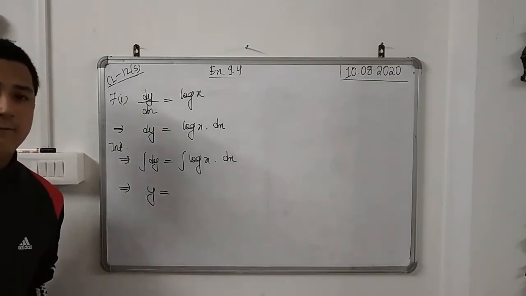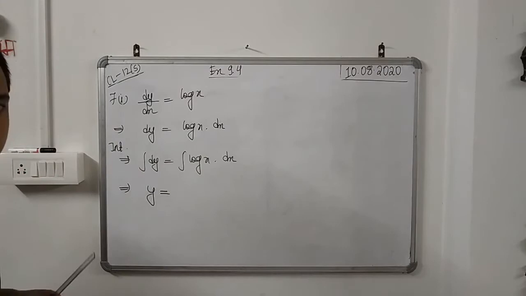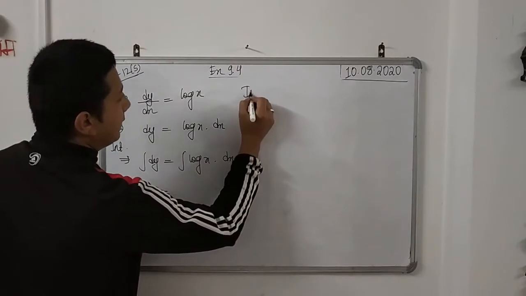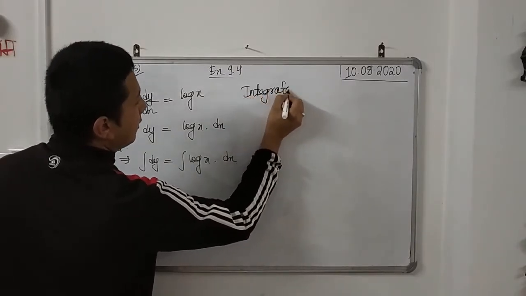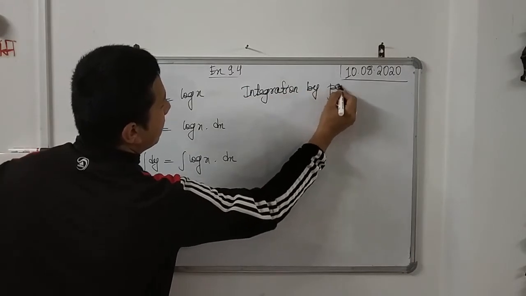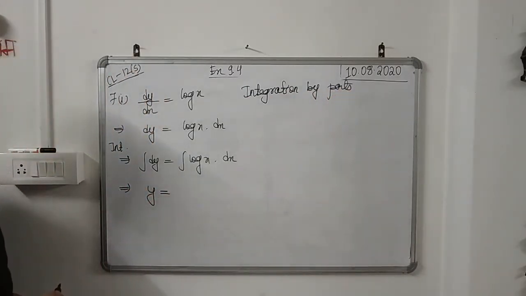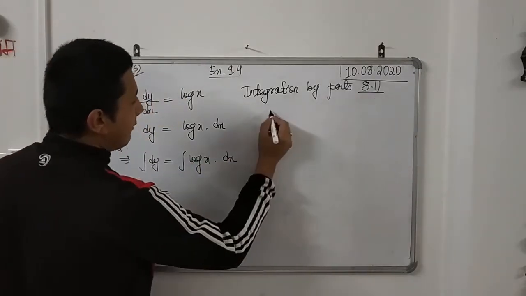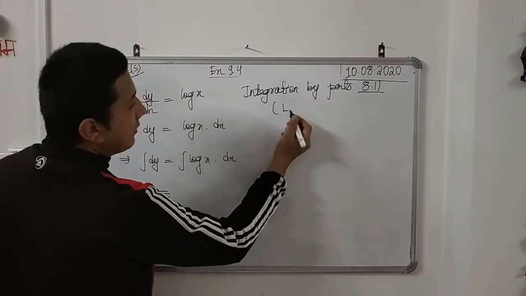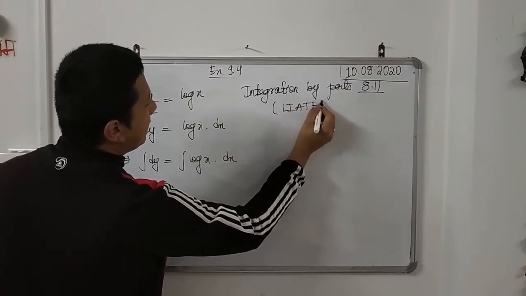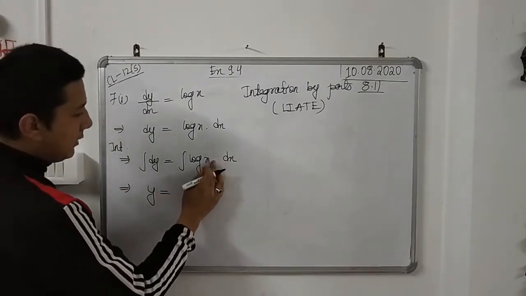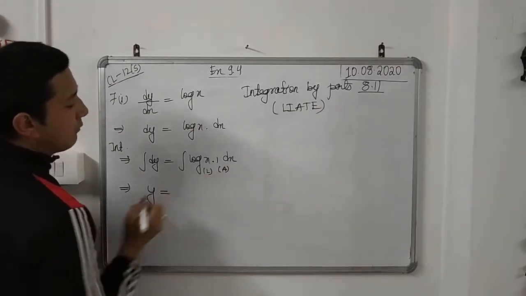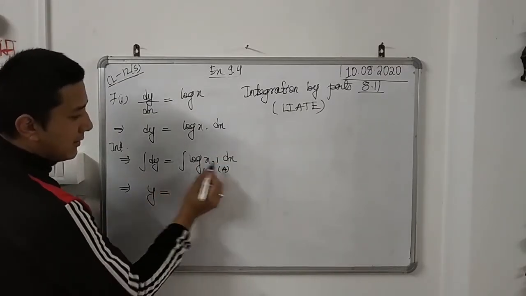Integration of log x, we don't have a formula. But if you remember, we have done integration of log x in integration by parts. Do you remember exercise 8.11? We have done integration by parts in integration, right? And we have learned ILATE or LIATE, right? LIATE. And log x, how have we done it? Integration of log x into 1. So log x is a logarithmic function and 1 is an algebraic function. So hence, which is your u? This is my u and this is my v.